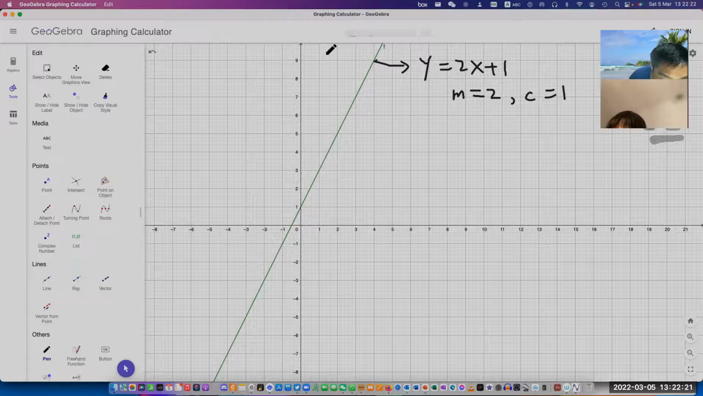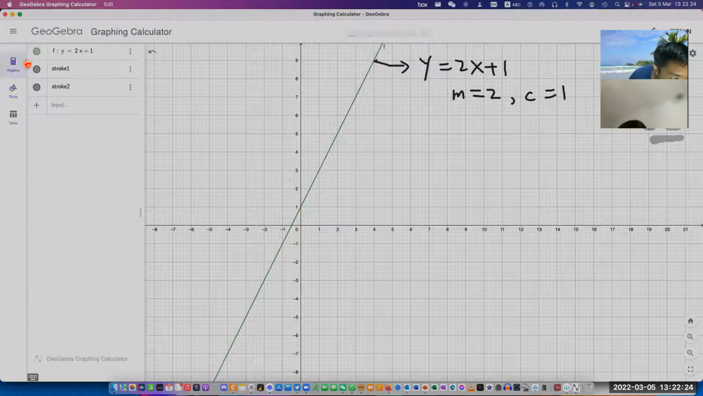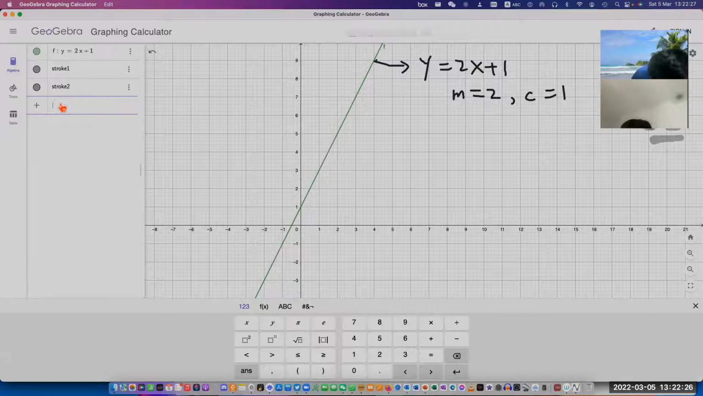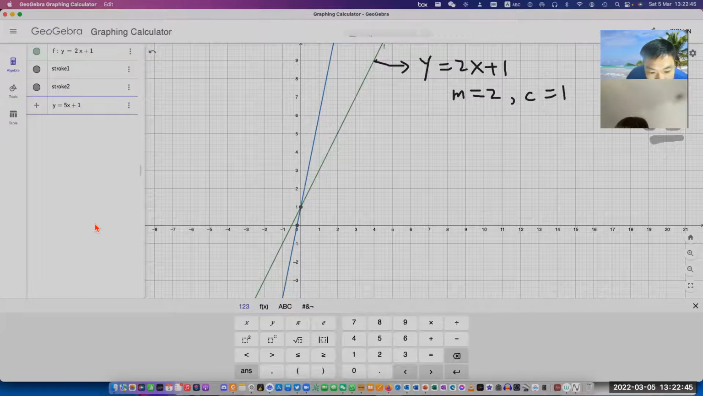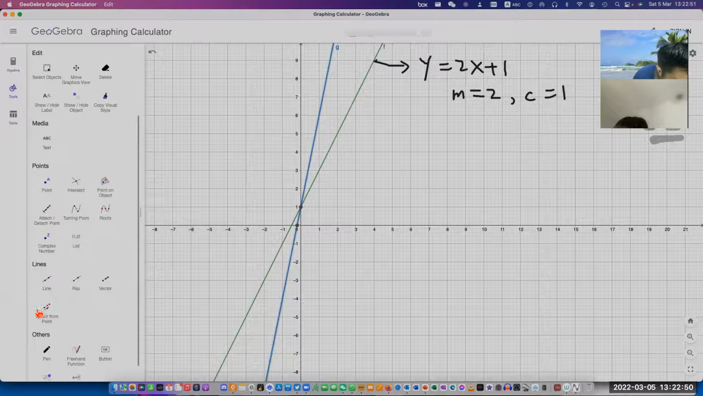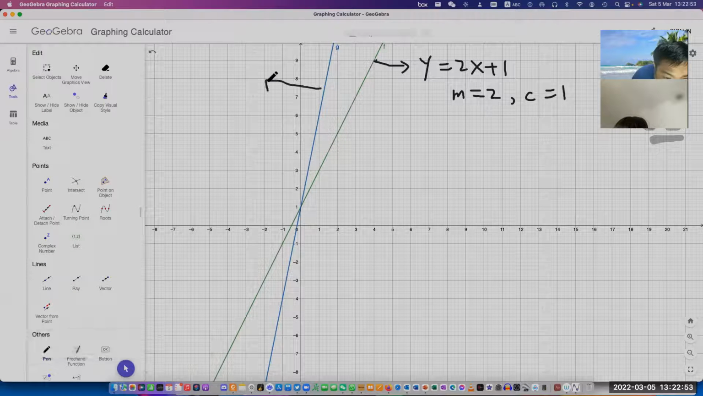Okay, good. Now, let me adjust. Meaning what? Let me input y equals. You want to increase the gradient or decrease the gradient? Let me increase the gradient. Instead of 2, I give it a 5x without changing the c. Can you see? I have created another line already. The blue line now is called y equals to 5x plus 1. So what is changed?